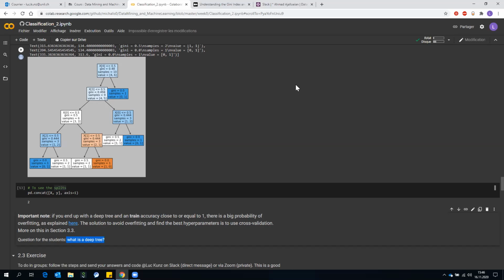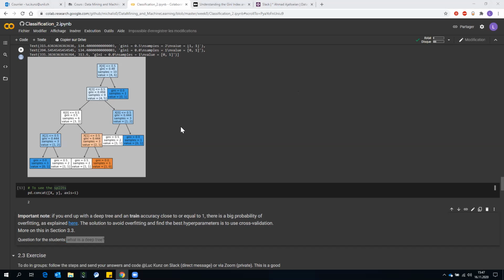Okay, if there is something in the chat. Lucas says with a depth value over 3. This is partially true. The number of steps to classify all values, this is also partially true. Method to classify, I don't understand this. A deep tree depends on how many classes you have.